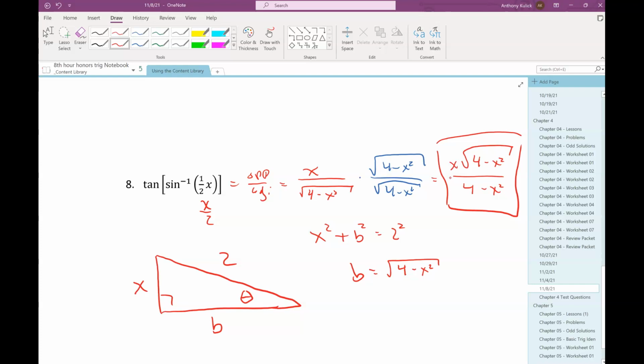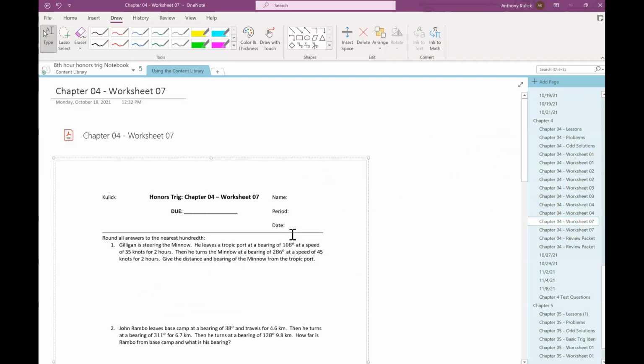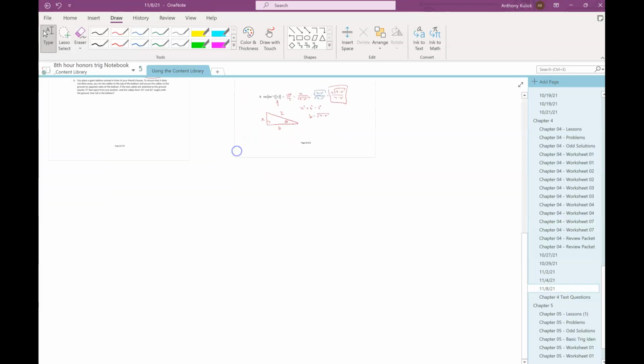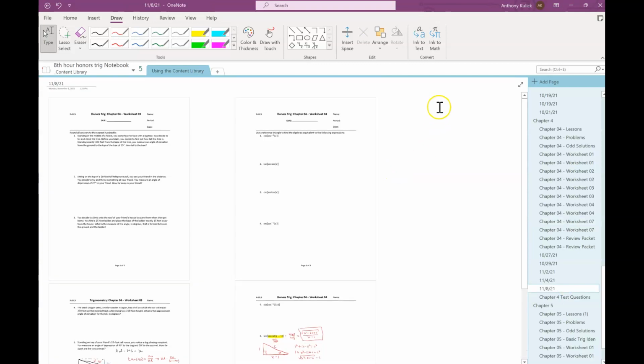Blake, you're next. I would like number 5 on worksheet 7. Oh yeah. This one is just poorly worded, I think, is the biggest issue with this one.